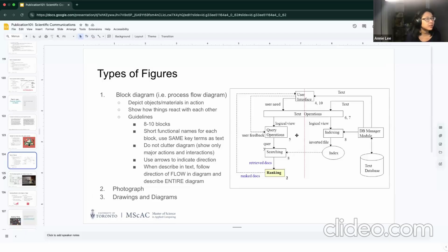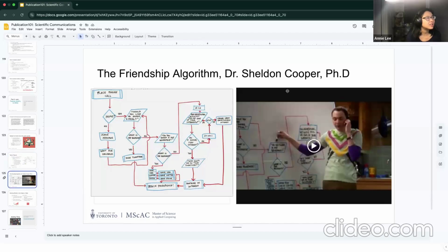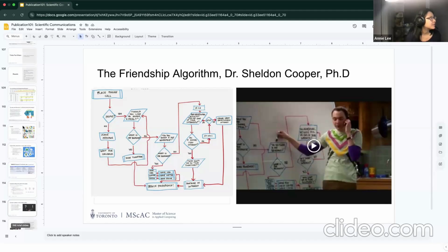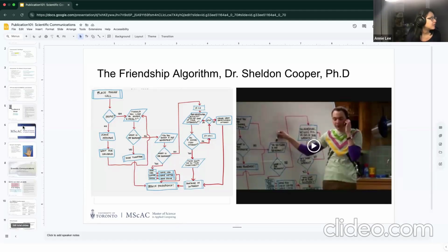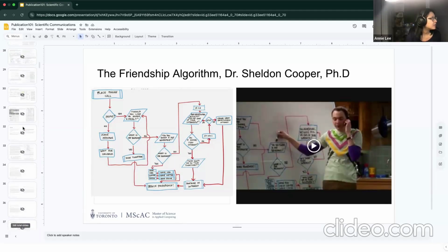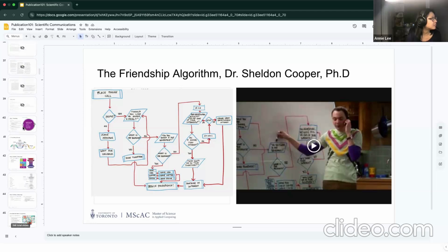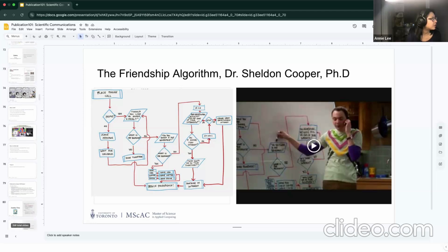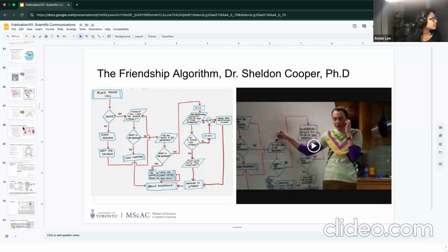In terms of figures, I would like every single paper to have a process diagram. This is like a database. I don't know, all these figures will be great for somebody else. But if you watch The Big Bang Theory, this is the friendship algorithm, right? But I also said in the introduction that there are some figures that are really beautiful and really make a difference. So let me see if I can find it.